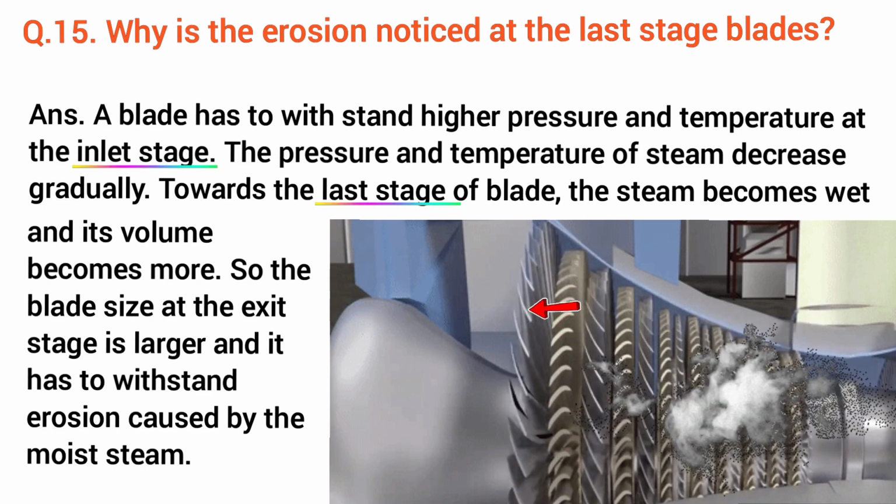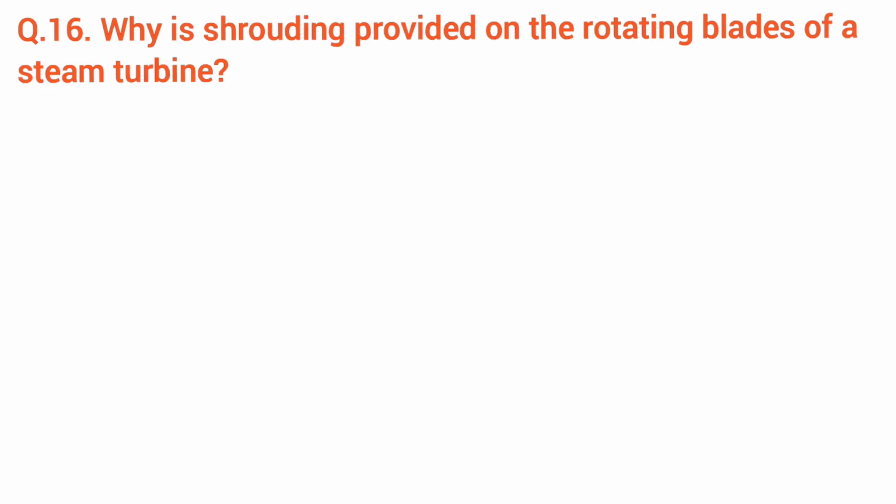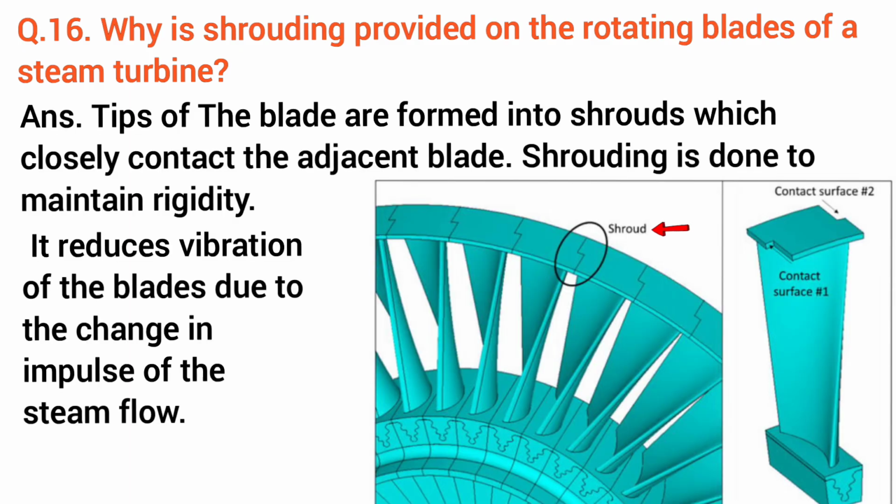Why is shrouding provided on the rotating blades of a steam turbine? Tips of the blade are formed into shrouds, which closely contact the adjacent blade. Shrouding is done to maintain rigidity. It reduces vibration of the blades due to the change in impulse of the steam flow.